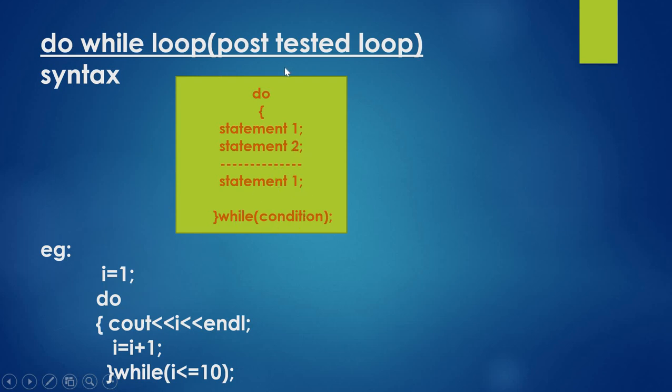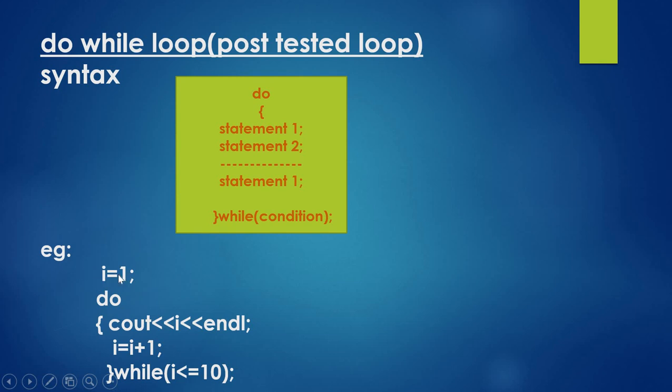In the do while loop also, there should be one initial value, one increment or decrement, and one condition. The only difference between the while loop and the do while loop is that in the while loop the condition is checked at the beginning, and in the do while loop the condition is checked at the end. That is, it checks the condition only after executing the statements. This is the syntax for the do while loop.